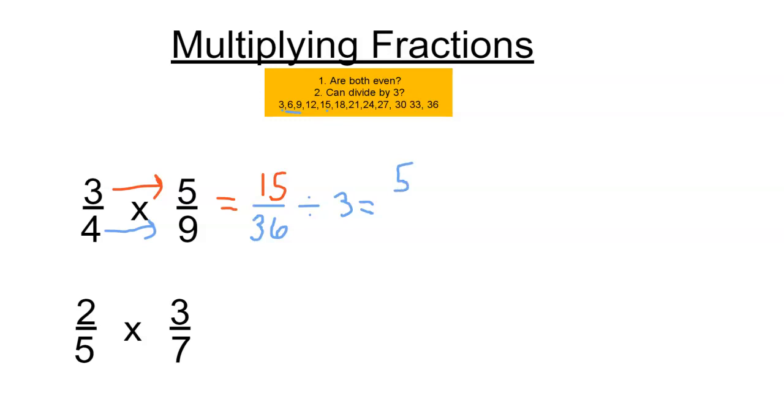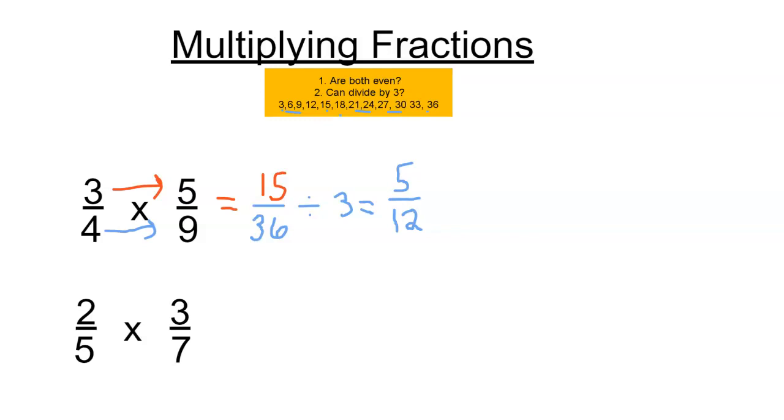The same with 36. If they're not sure how many times 3 goes into 36, they can count. So 1, 2, 3, 4, 5, 6, 7, 8, 9, 10, 11, 12. So that was 12 times. So 3 over 4 times 5 over 9 gives you 5 over 12. So this is one way that you can do it.